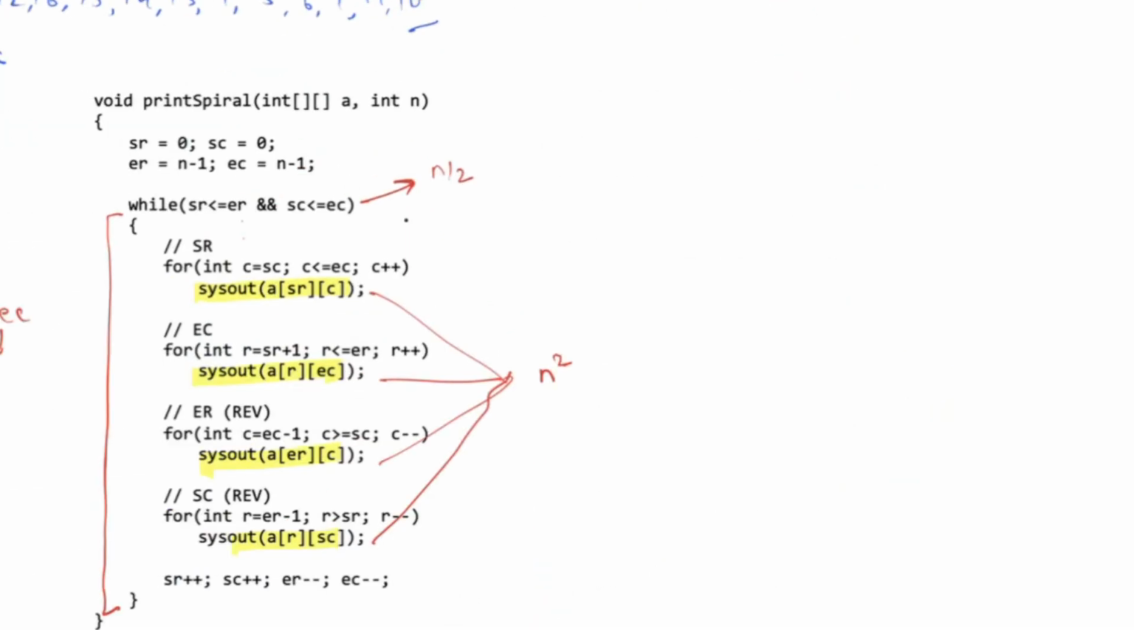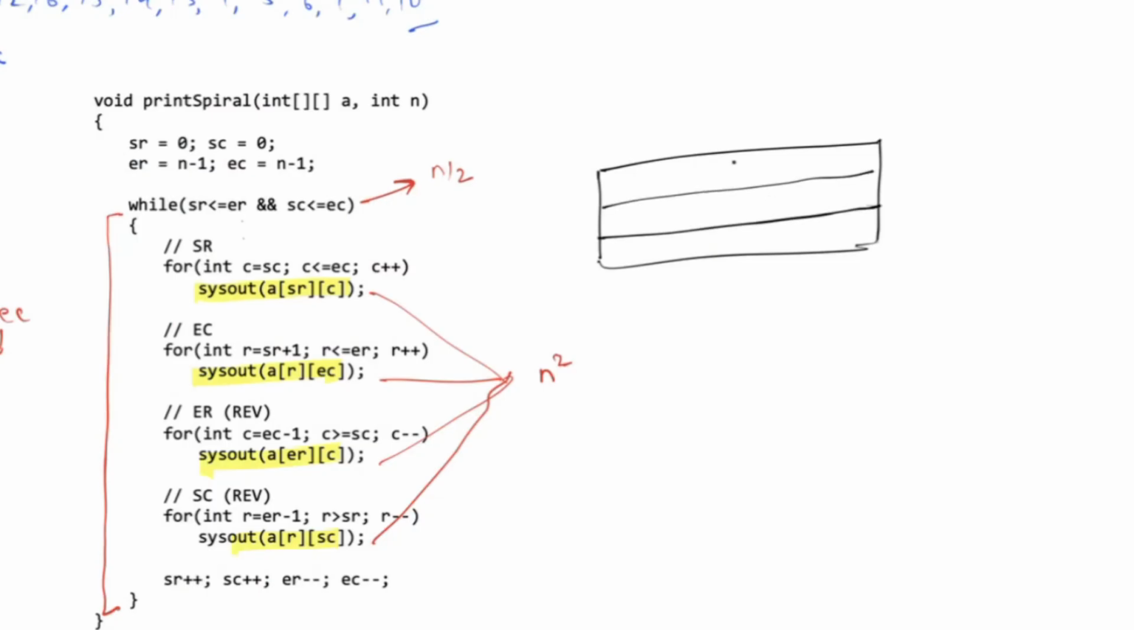Next question. Will the code work if I have a rectangular matrix instead of a square matrix? I mean, it is working for a square matrix, but will it work for a rectangular matrix also? It will work for a rectangle. Okay, so let us see.